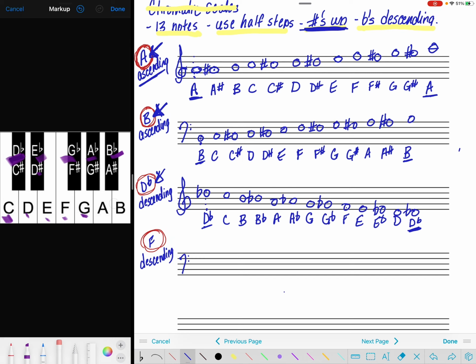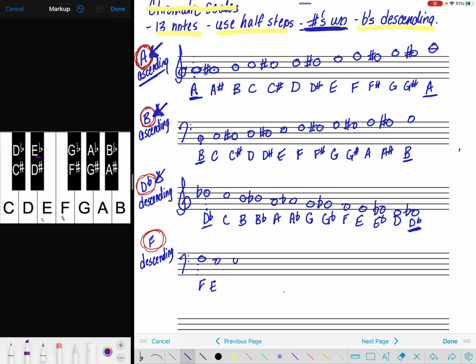Last one that I'm going to give you as an example is F. So I'm going to start this above the third line because it's descending. So gummy bears do fly. So I'm on F. Then I go a half step down. I go to an E.